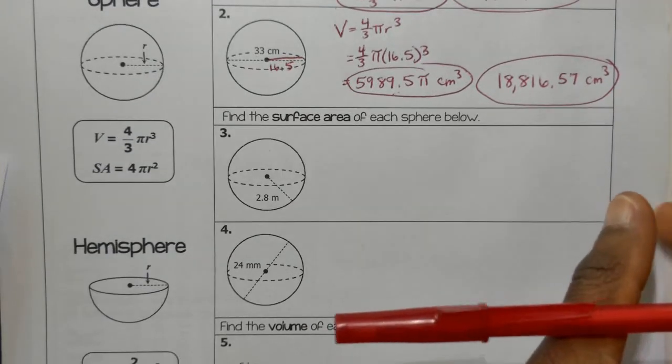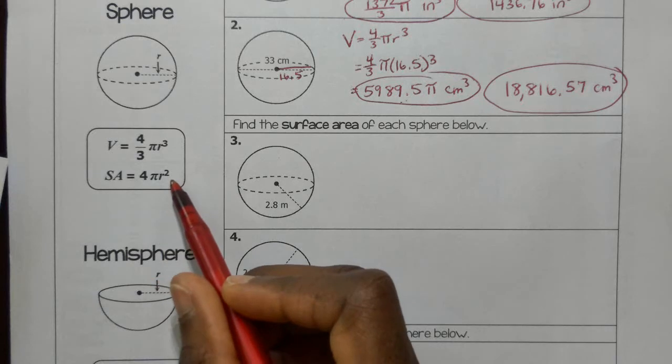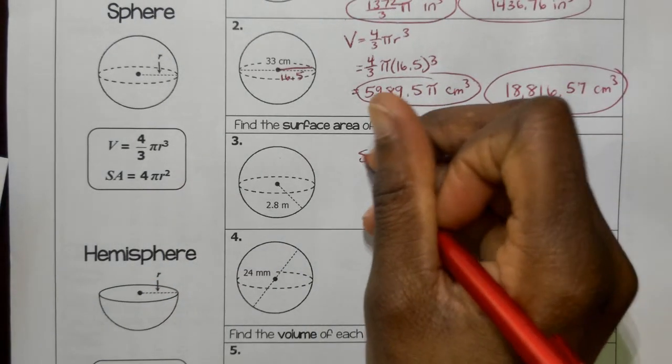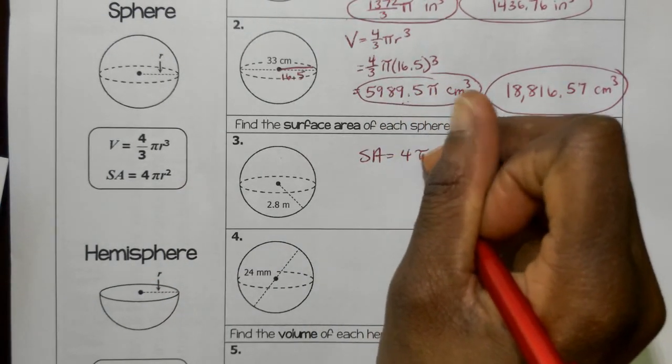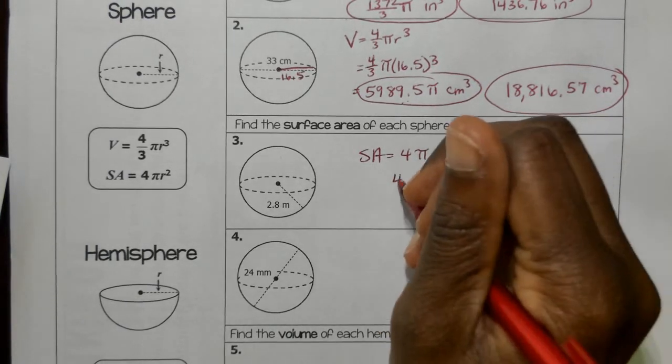Okay, find the surface area of each sphere below. The surface area formula is given here, it's 4 pi r squared. So we're just doing the same thing we did before, but we're applying it to a different number. So we need the radius, and we're just plugging it in.